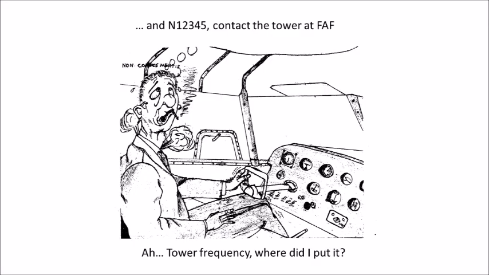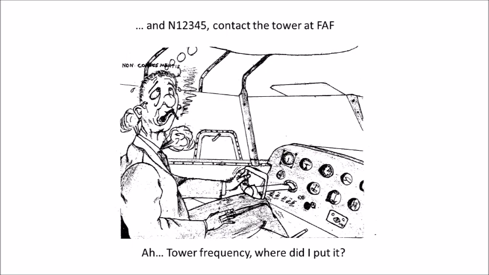So this is a situation I run into quite often. Typically, you're being vectored around or you're beginning the approach sequence, and at some point, approach control calls and says, contact the tower. And all of a sudden, oh my goodness, where did I put the tower frequency, or what is the tower frequency? I've seen this happen an awful lot of times, even with experienced pilots.